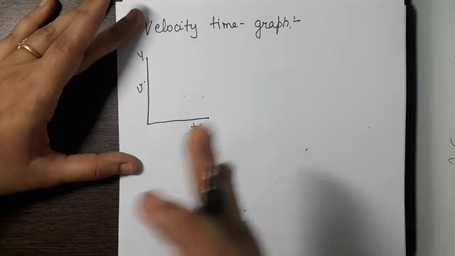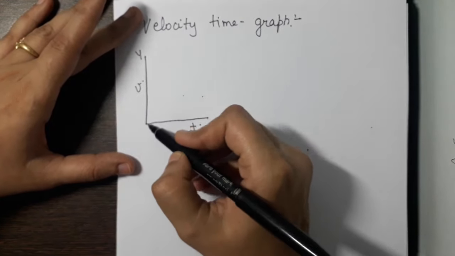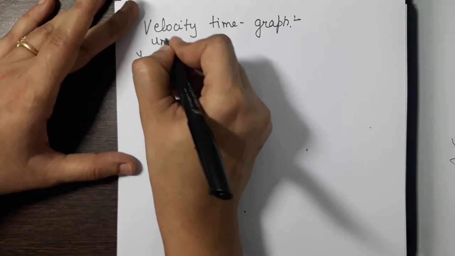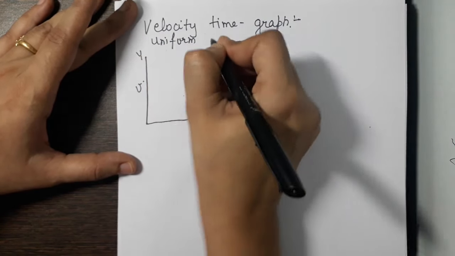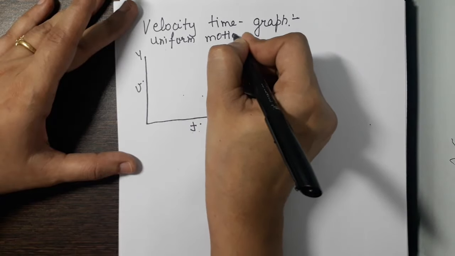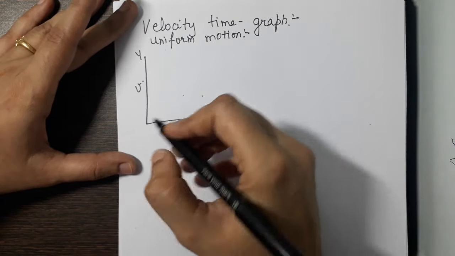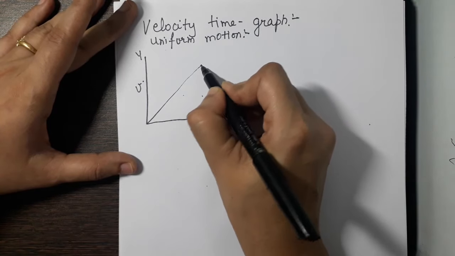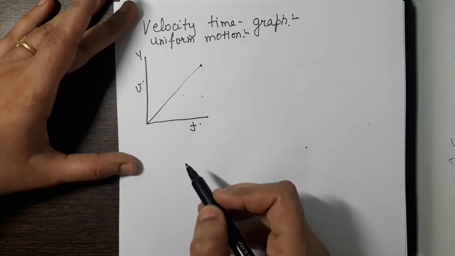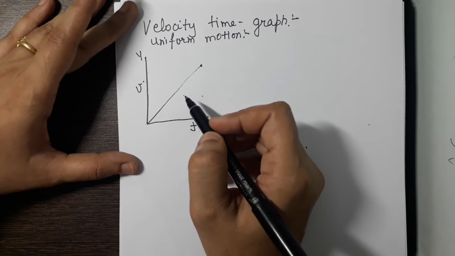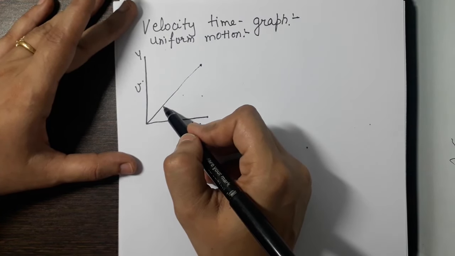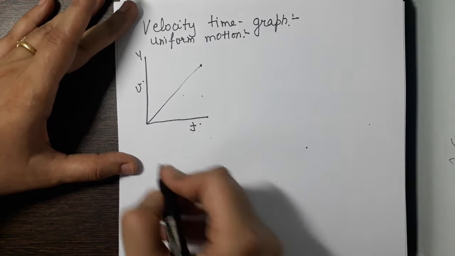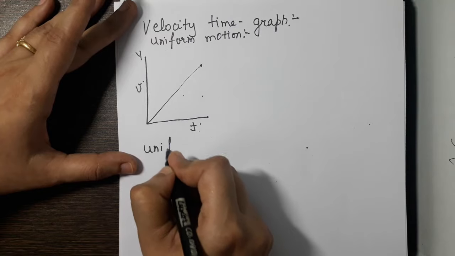So here, when uniform motion will be there, the slopes will be like this. Firstly we are discussing uniform motion. Here if there is a straight positive slope, it means that the velocity of the body increases at a uniform rate. So this graph represents uniformly accelerated motion.